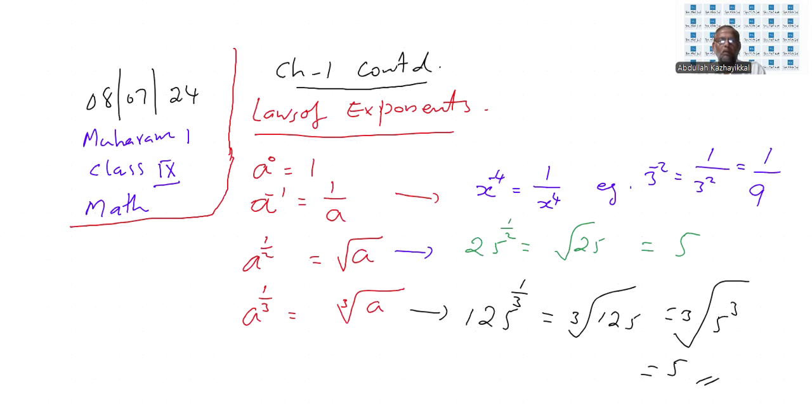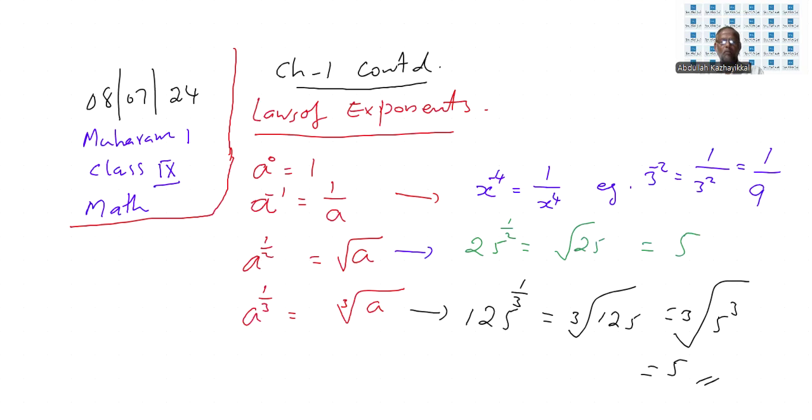Today we are talking about laws of exponents continued. That means chapter 1 continued. You can see in class 9 about the radical sign. We know a to the power of 0 means 1. Any number to the power of 0 means 1. No confusion. But a to the power of minus 1 is 1 by a. In class 8 we studied that.